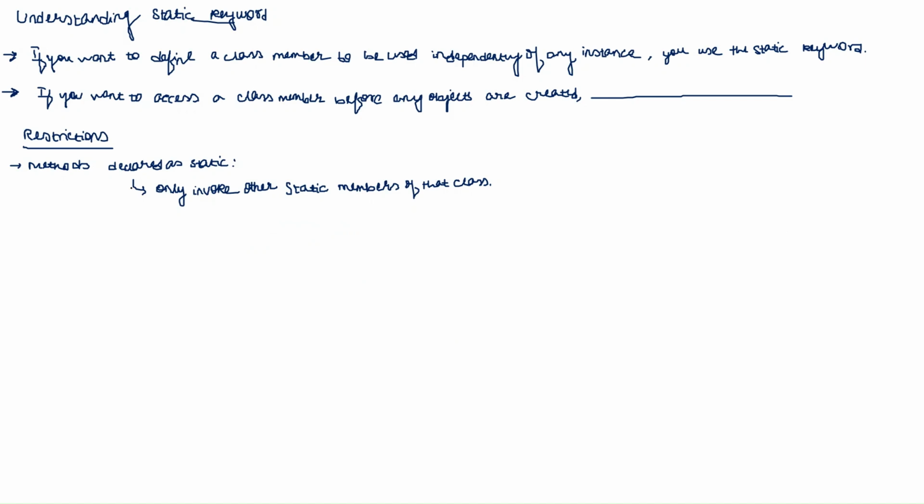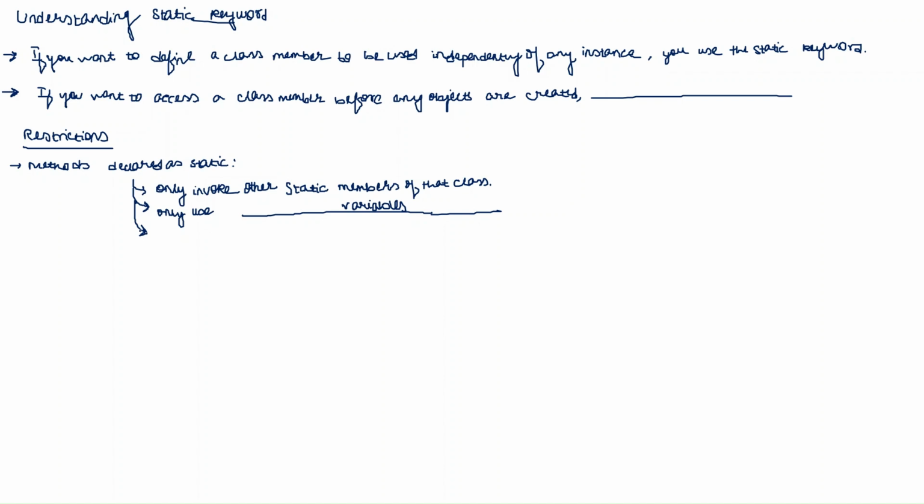The other restriction is that we can only use other static members or variables of that particular class. You cannot access any instance variable. I have talked about instance and global variables very clearly in the classes and objects video, so you should check out that video.